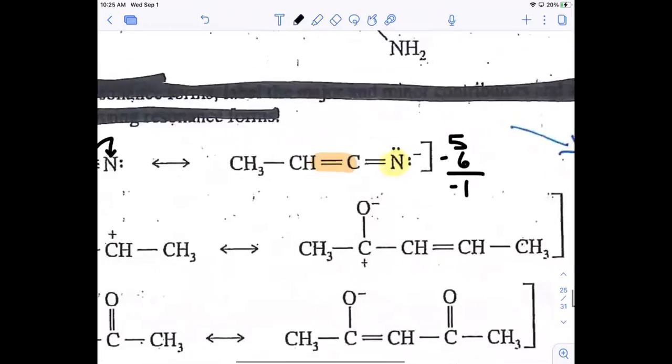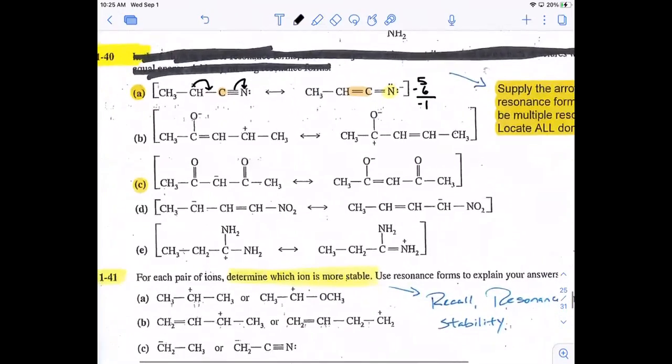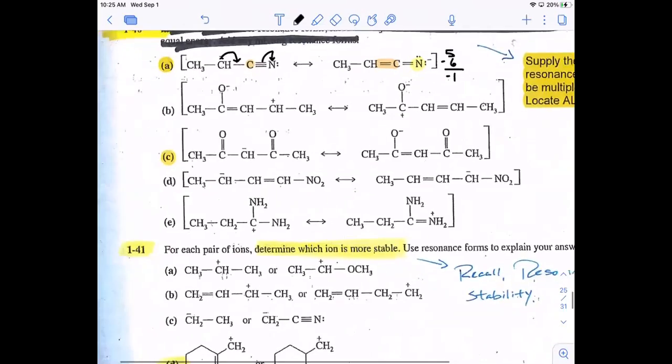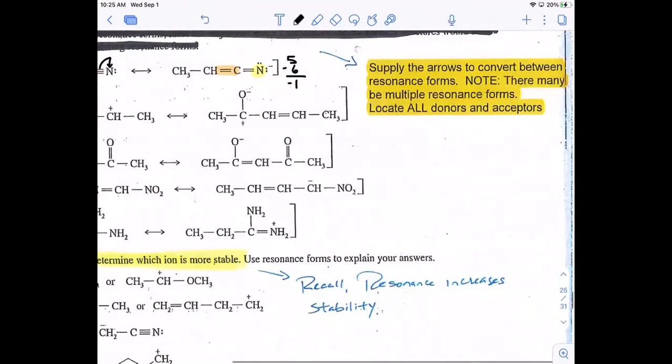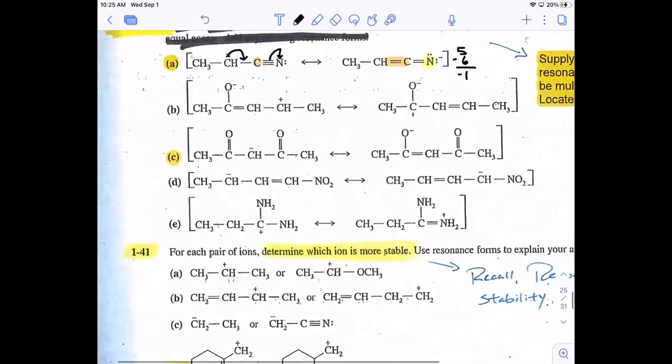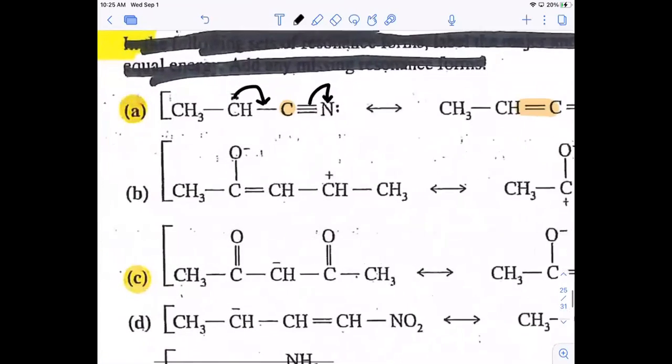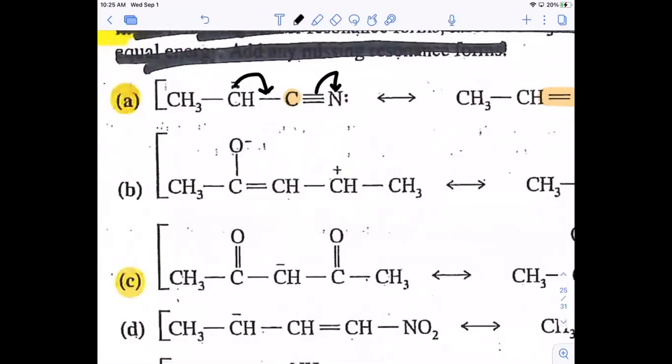All right, let's go ahead and do C. Oh, and that problem over there says locate all donors and acceptors. So where's my donor here in this problem on the left? The CH. Yep. So this is my donor. By default, the pi system over here becomes my acceptor. And that falls into the category of an allylic anion. It's a negative charge adjacent to a pi bond, right? That's why I gave you those patterns.